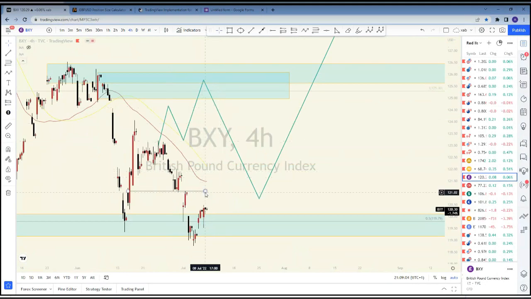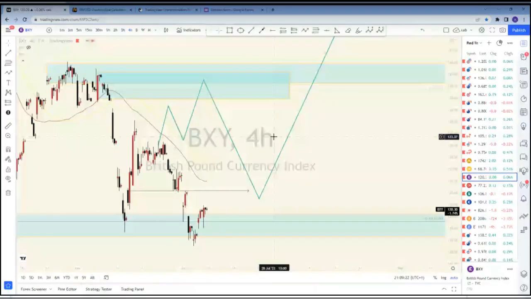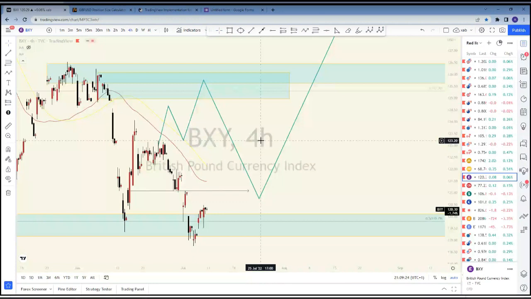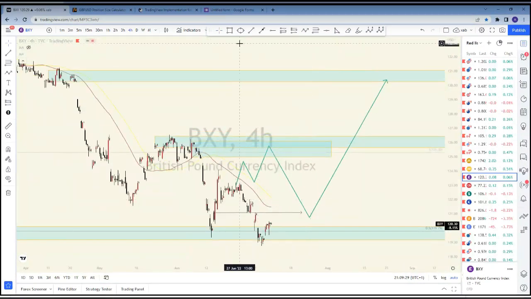Right about now, I want to be sure that price breaks this zone, because a break of this zone would be the confirmation that I need that we're ready for a shift in structure. So we can form a higher low, and that higher low leads us into an entirely new trend. So for BXY, we're expecting a degree of bullish pressure.